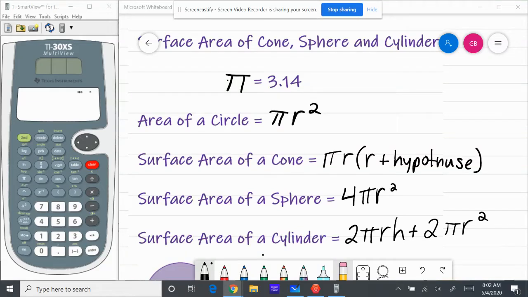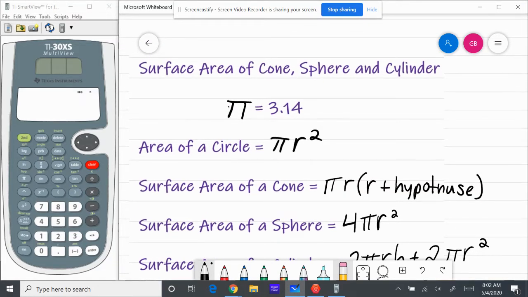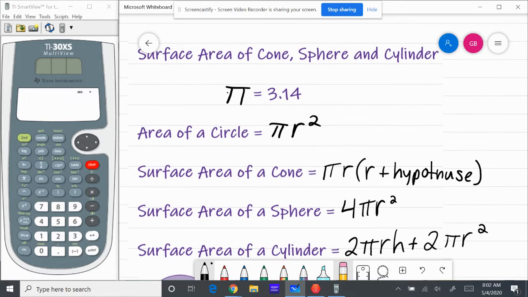Hi everyone. In this video, I'm going to show you how to calculate surface area of a cone, a sphere, and a cylinder. Notice by the screen that there's a few different formulas and you will need a calculator to help you out.